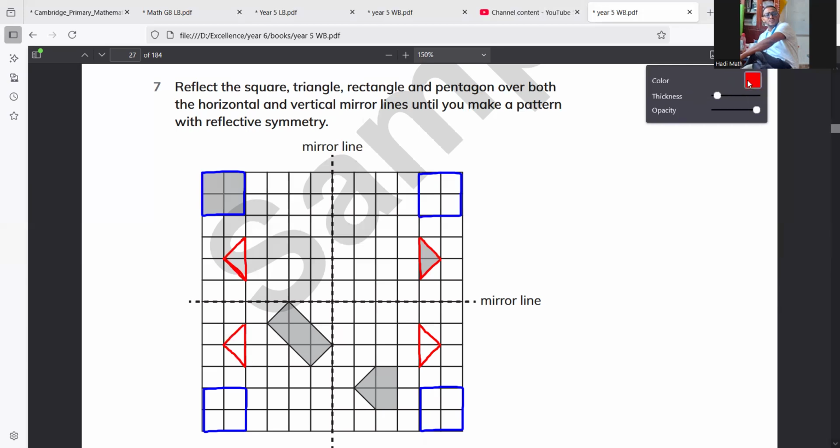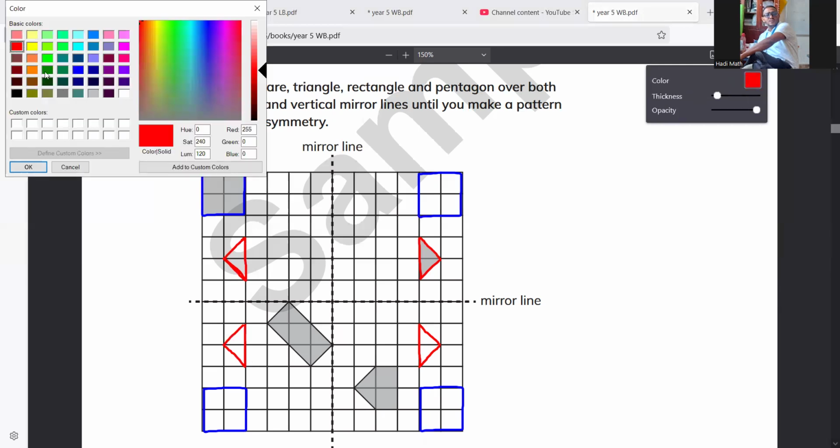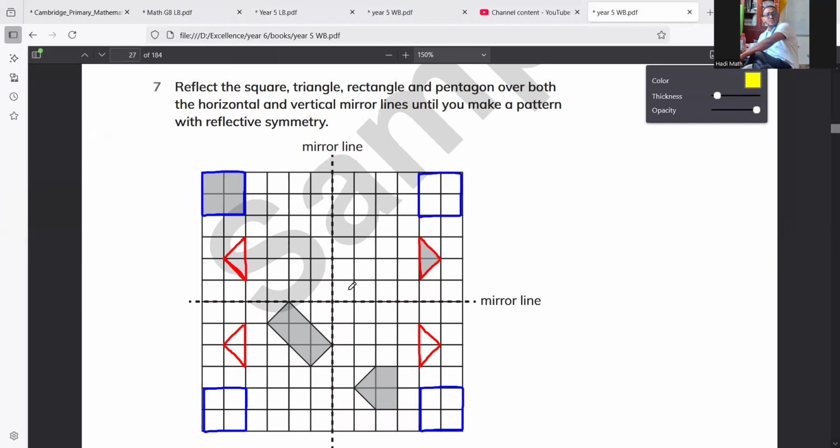Let's have a different color, like let's say yellow, no problem. Go with the yellow color. This rectangle, you can see it is one, like you are reflecting it vertically. If you look, this part is on the mirror line, and this one is on the mirror line. So you should have both on the mirror line.